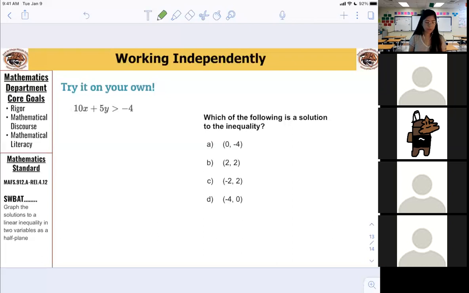Three, two, one, and that's time. Okay. So what I want to do is, like I said, go over the correct answer first. Who can share with me which answer is correct? I think it's B. Okay, I'm hearing lots of B's. Let's check it out.